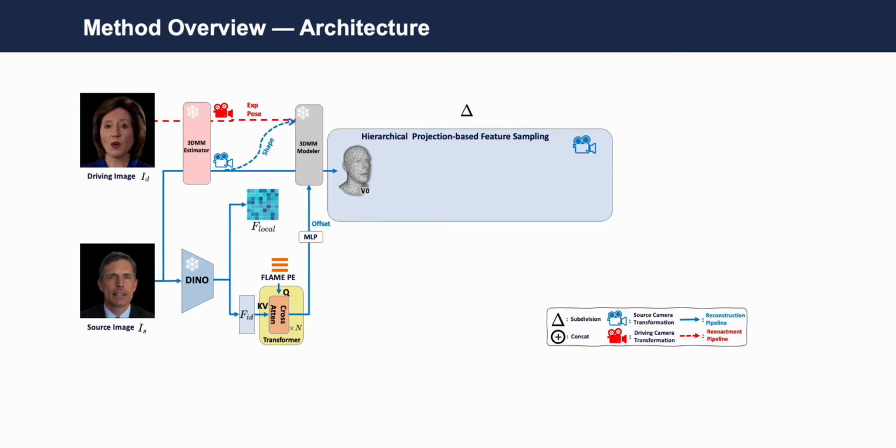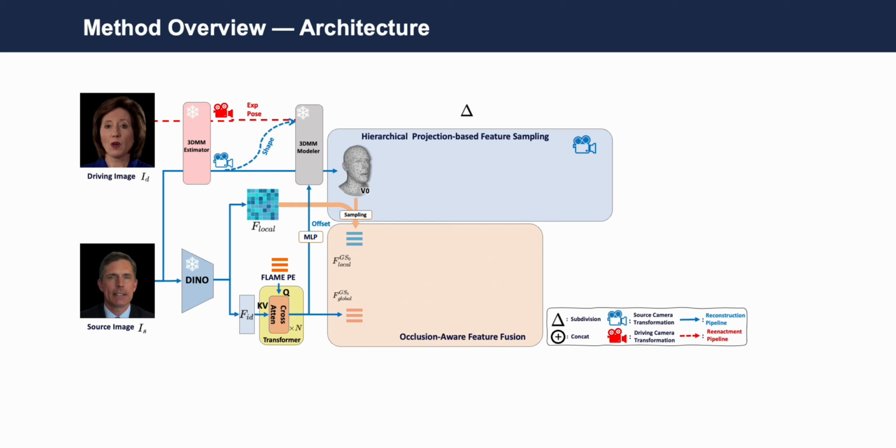Then the model builds features for this mesh in two complementary ways. The first is global feature extraction. Here, the FLAME positional embeddings are used as queries, and a transformer with cross-attention extracts global semantic information from the image. These global features are helpful for capturing the overall identity and also for reasoning about regions that are not directly visible.